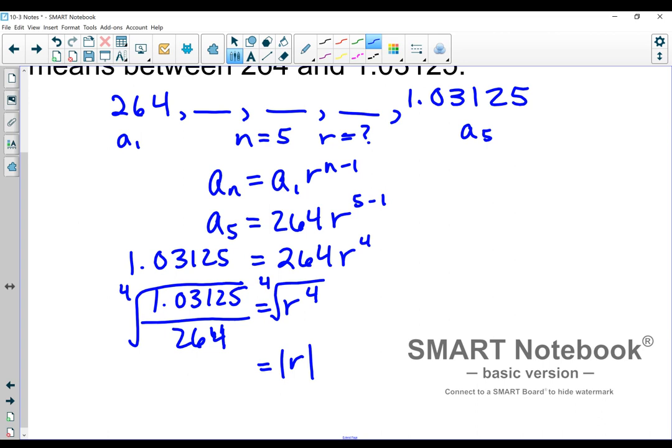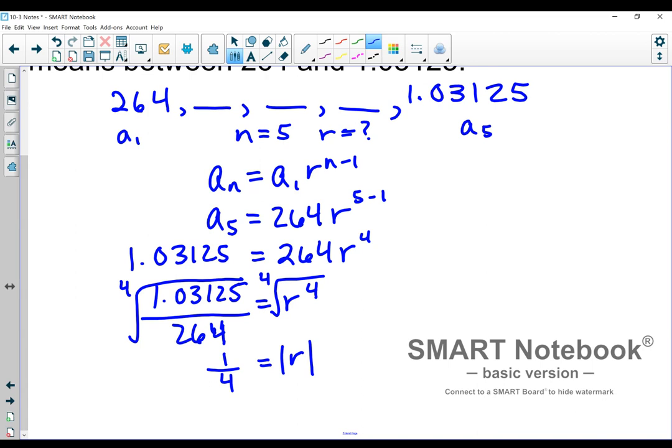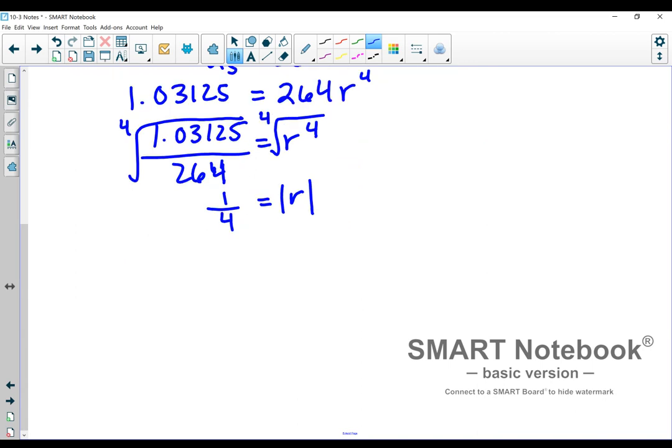So we don't know if R is positive or negative. And when I plug all this into my calculator, I get 1/4. I'm glad that I did not round, because then I would have been rounding again. I might not have realized it was just 1/4. So it simplified very nicely. That means R is positive or negative 1/4.